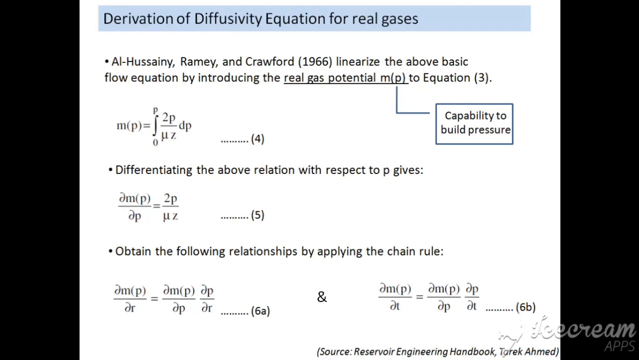You can see that the gas potential is inversely proportional to the compressibility factor and mu. So we can differentiate the above equation and arrive at equation number 5, and as we have said, the things are dependent on pressure, that is explicit. The chain rule will also be applied, and the pressure which is present in m(p) is also required to be differentiated. So we are differentiating this equation number 5 with respect to position r and time t.